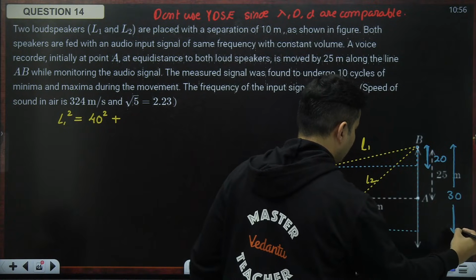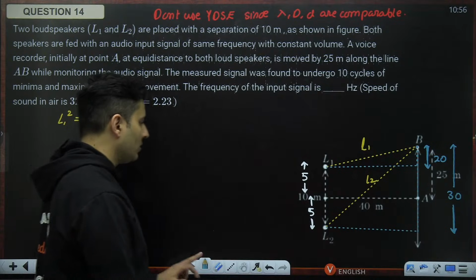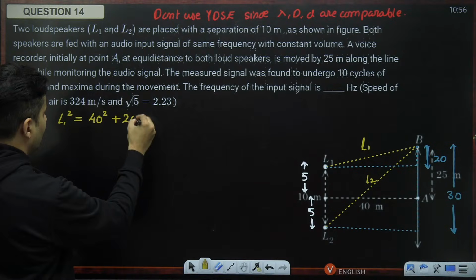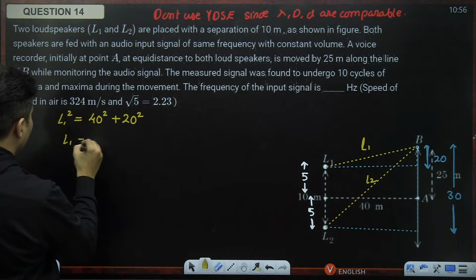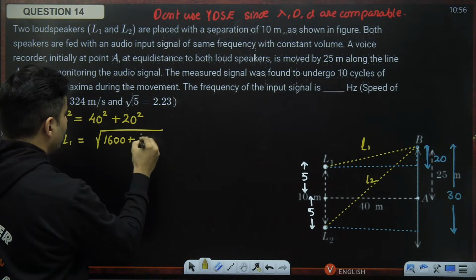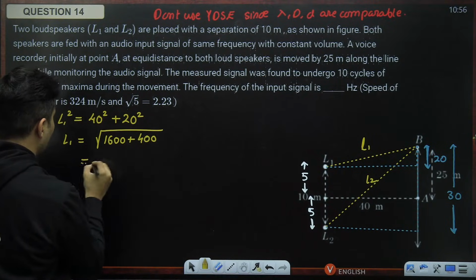So that will be 30. So these lengths will be needed to solve the question. It will be 40 square plus 20 square. So from this you will get L1, which is the root of 1600 plus 20 square, which is 400. So root of 2000.